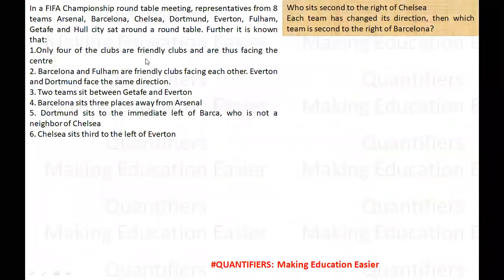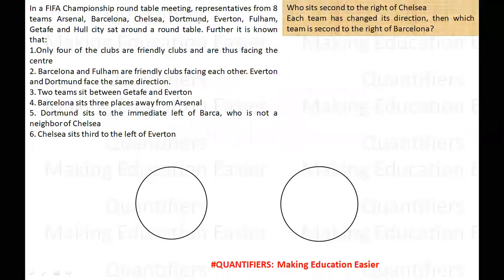In the FIFA Championship roundtable meeting, representatives from 8 teams A, B, C, D, E, F, G, and H are sat around a table. So there are 8 teams. There can be multiple possibilities, so I am taking 2, 4, 8 teams. These are 8 people. Now 4 of the clubs are friendly clubs and they face inside. So 4 face inside and 4 face outside.